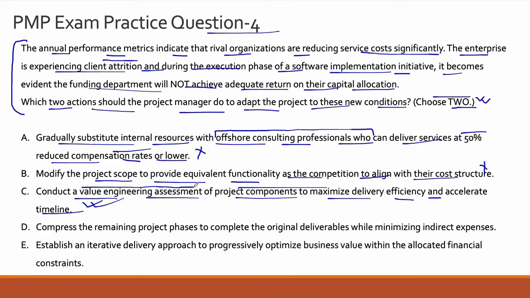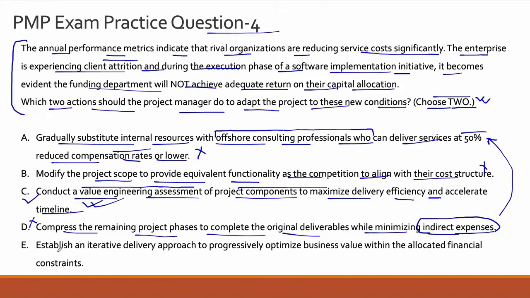So that is sort of a value engineering exercise, and you do not only focus on people, you focus on multiple aspects. So that is why option C seems to be the correct answer choice, or one of the correct answer choices, because the question is mentioning that you need to choose two answer choices for this question. So let's look at option D. Compress the remaining project phases to complete the original deliverables while minimizing indirect expenses. Again, a myopic view, right? Because what about the direct expense? What about the fixed cost? What about the variable cost? So same problem as option A for this option as well. So that is why option D is also incorrect.